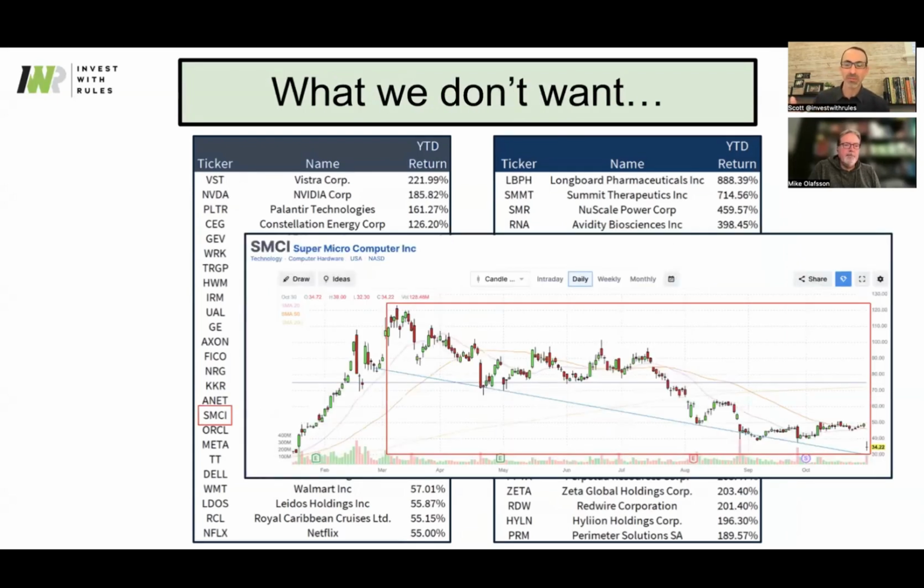So we had this real life scenario where one of our clients handed us NVIDIA and Supermicro, and Supermicro's having just a miserable day today. We don't own it. We sold it a long time ago based upon our trend roadmap process. But if you look at Supermicro, that was like the cream of the crop at the end of 2023, and it started the year like on a rocket ship in 2024. And you'll see what happened since March.